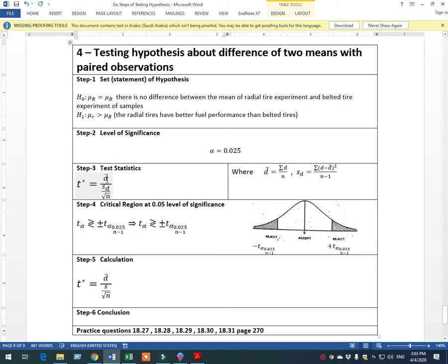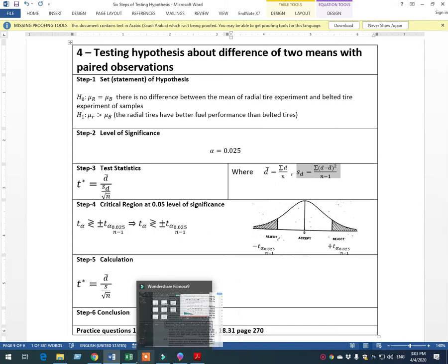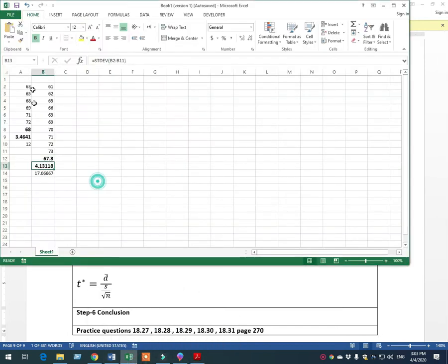D is for the differences, and the D bar has been explained. We have to calculate the mean of the differences and the standard deviation of the differences, and the rest of the procedure is the same. So let's calculate the difference mean and the difference standard deviation. I'll be taking help from the Excel sheet again.